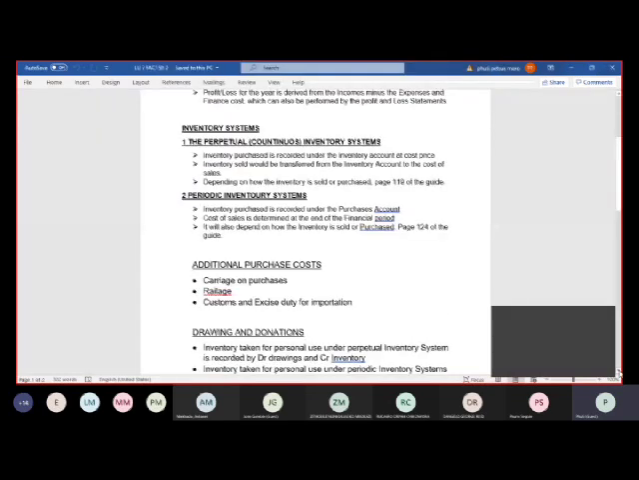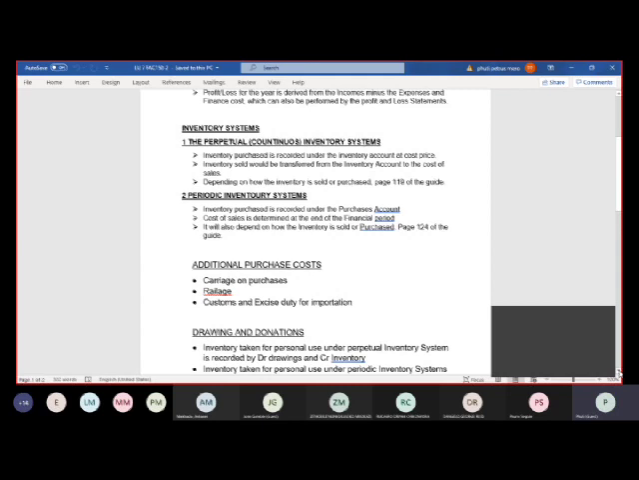Easy as that. Inventory systems. We've got two systems of inventory, which is the perpetual or continuous inventory system. So it's recorded as and when the transaction takes place. Inventory purchase is recorded under the inventory account at cost, or the inventory sold will be transferred from the inventory account to the cost of sales, depending on how the inventory is sold or purchased. So I'll advise you to go to page 119. It might be a little bit different to mine because they did update their study guide, the lectures.